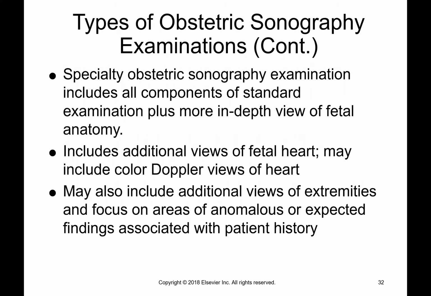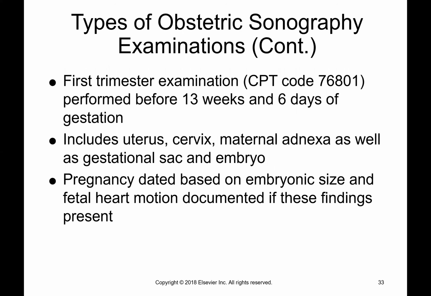And this is basically all we talked about there. You'll do first trimester exams, and the CPT code is 76801, and it's performed before 13 weeks, 6 days of gestation. You'll do what you would do for a pelvic ultrasound. So you do your uterus, cervix, maternal adnexa, but on top of that, you'll look at the uterus for the gestational sac and the embryo and do a heart rate, and you will measure the embryo, and that'll give you a good gestational age.